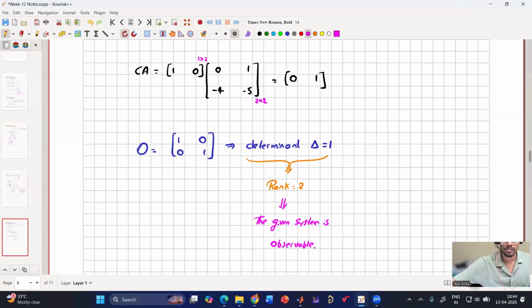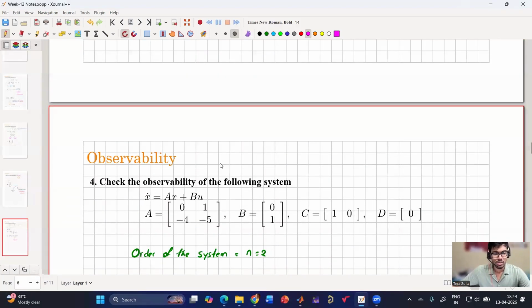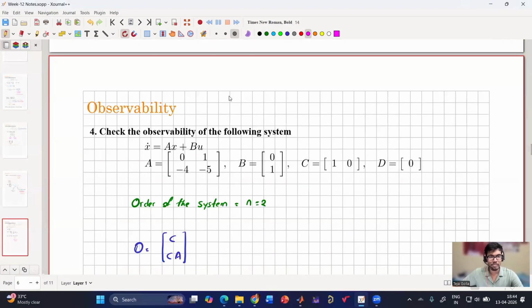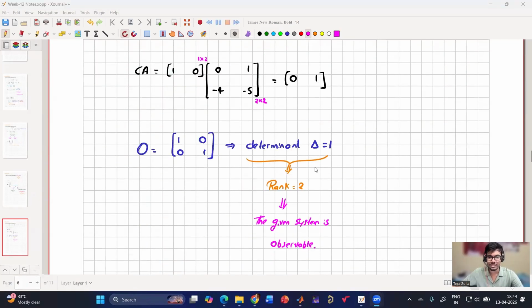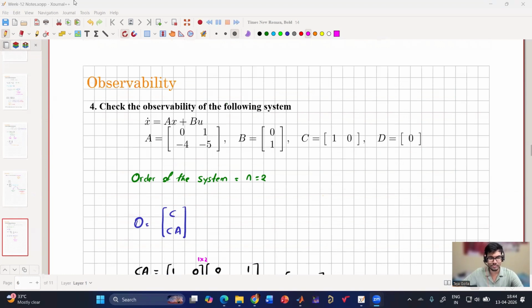Okay. So now that we have obtained this, this is the given question. A, B, C, D matrices are given, and we are trying to check the rank of the observability matrix. We have obtained that the rank is 2, which is the same as the order of the system, which means full rank, and the given system is observable. So let us quickly solve the same problem using MATLAB.